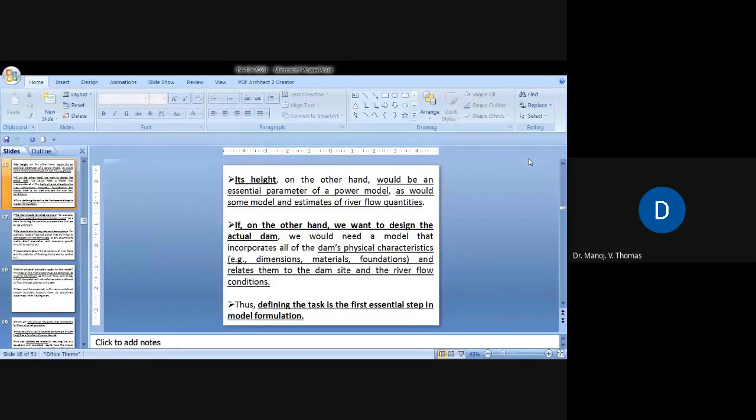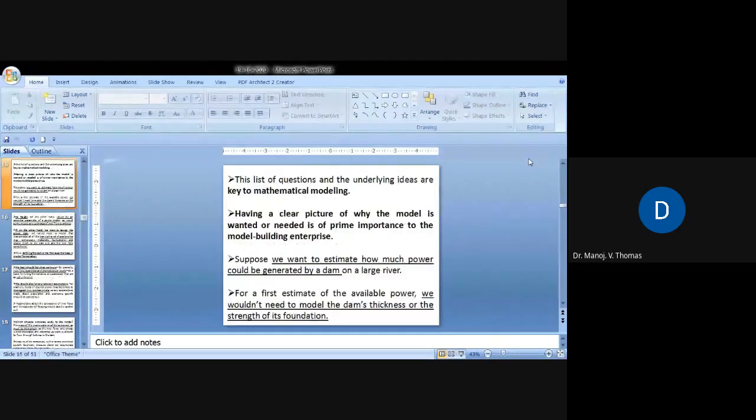Of course its height matters, because when water falls from a height, its static energy is converted into kinetic energy, which runs the turbine, and the turbines are connected to a mechanism where you get electrical energy. So kinetic energy is converted to electrical energy. There we are especially interested in the height of the dam. Height would be an essential parameter of a power model. But in the power model, we are not interested in the dam's thickness or the strength of its foundation.